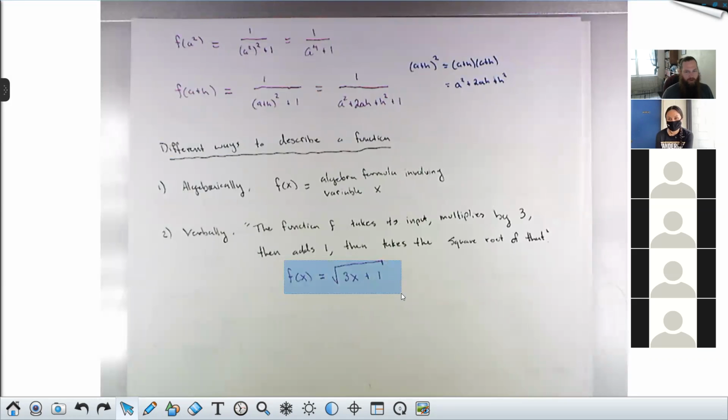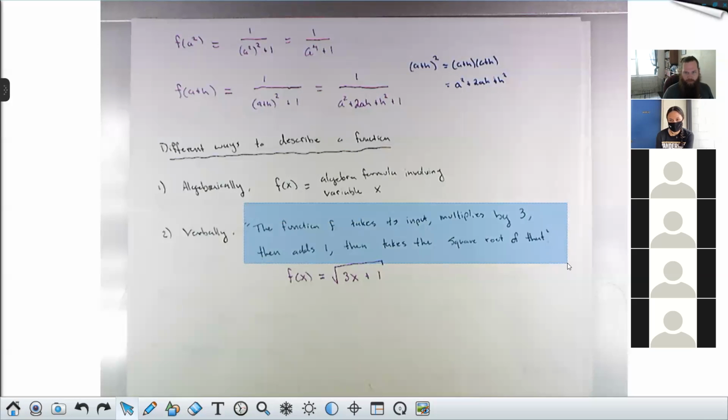If I wanted to figure out how to take an output from this function and find the input from which it came, one way to do that is to think about the verbal description and then try to figure out how to undo each of these steps. And we will do that when we get to the end of chapter 4. That'll be a big thing for us.